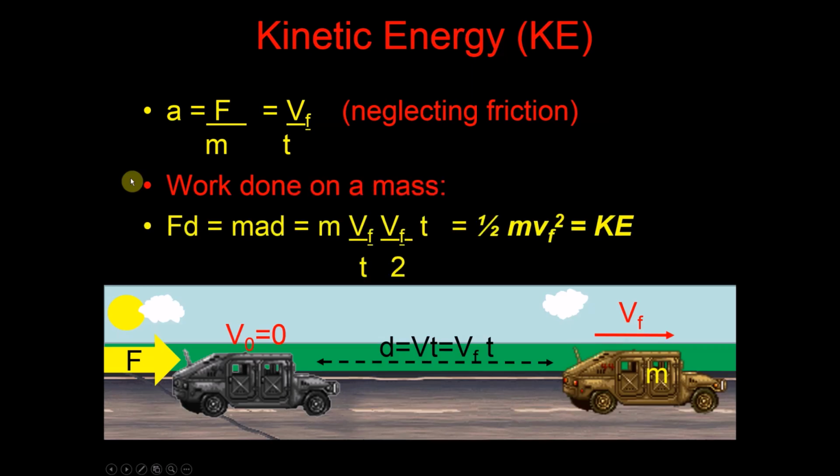This means the work done on our mass, Fd, will equal mass times acceleration times displacement. Substituting in for these values, here's our acceleration, here is our displacement essentially. What we'll end up with is mv squared over 2, or 1/2 mv squared, is equal to our KE. And that's the proof of why we have kinetic energy being equal to 1/2 mv squared.